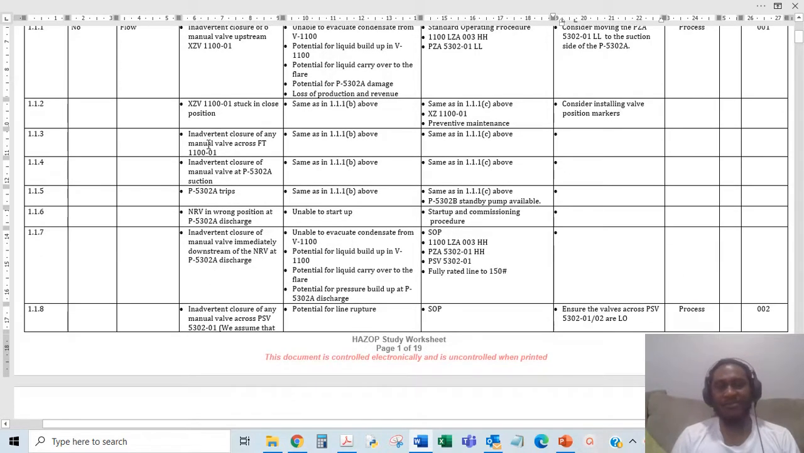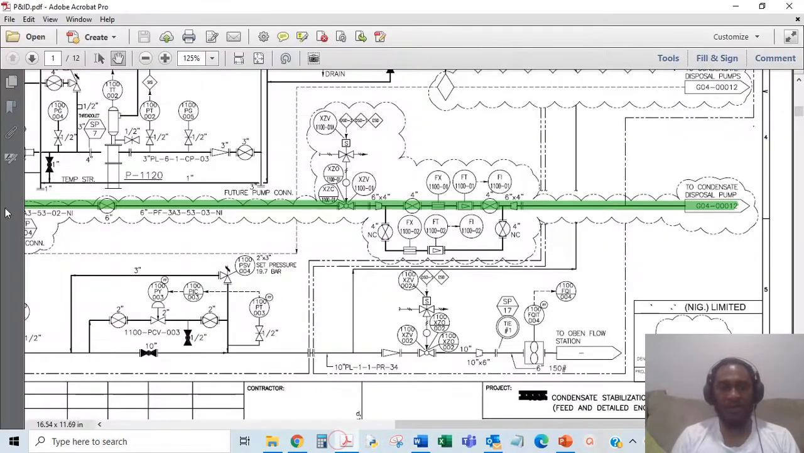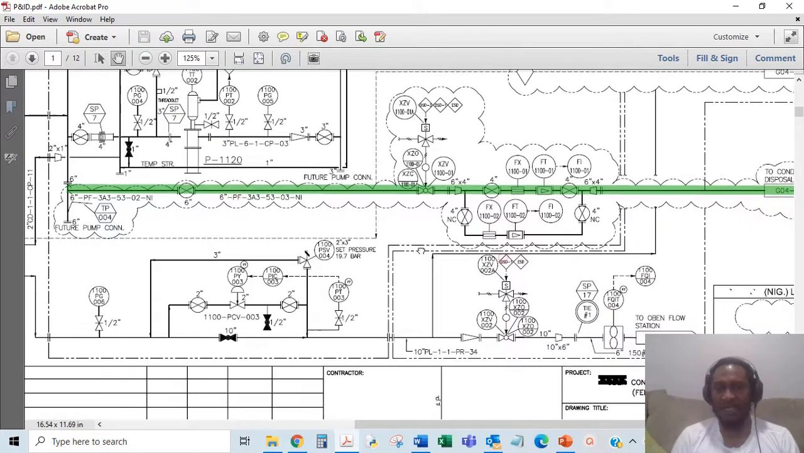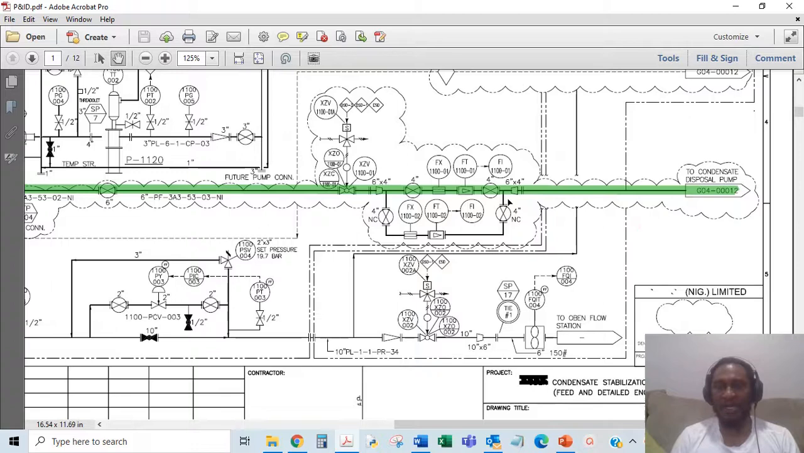Okay, then we go. So we're following the line. Started from here. We've looked at this. We've looked at this failing. So these are also manual valves. These two 4-inch manual valves, if they fail, if they're inadvertently closed, this is around the flow meter. You can have no flow.